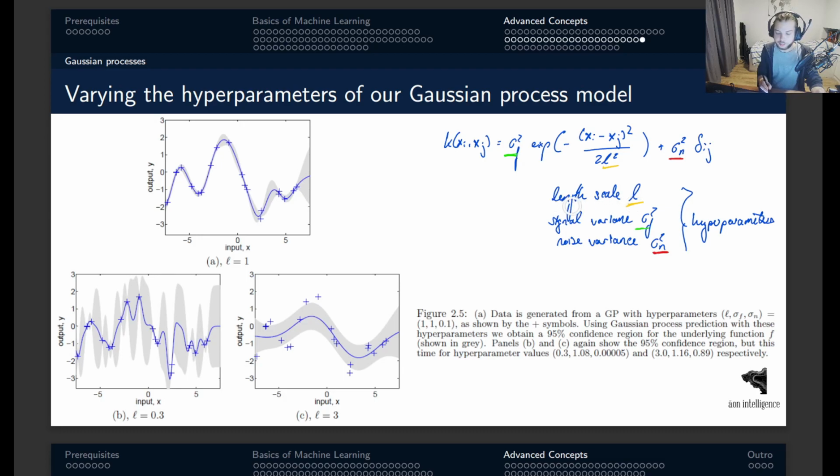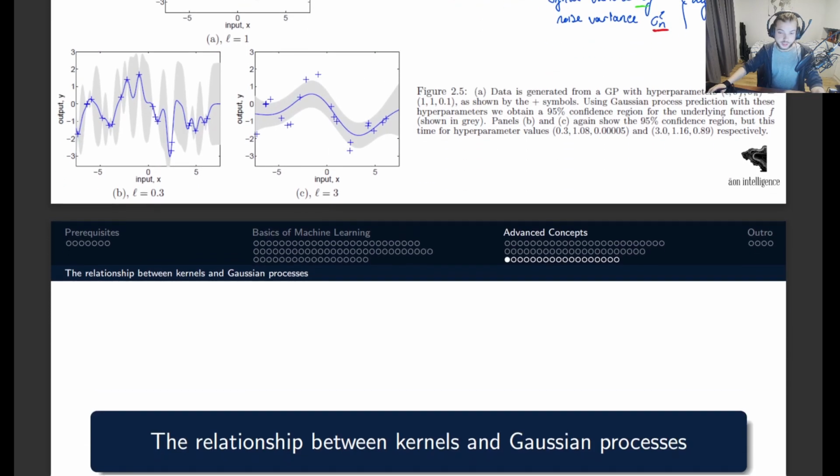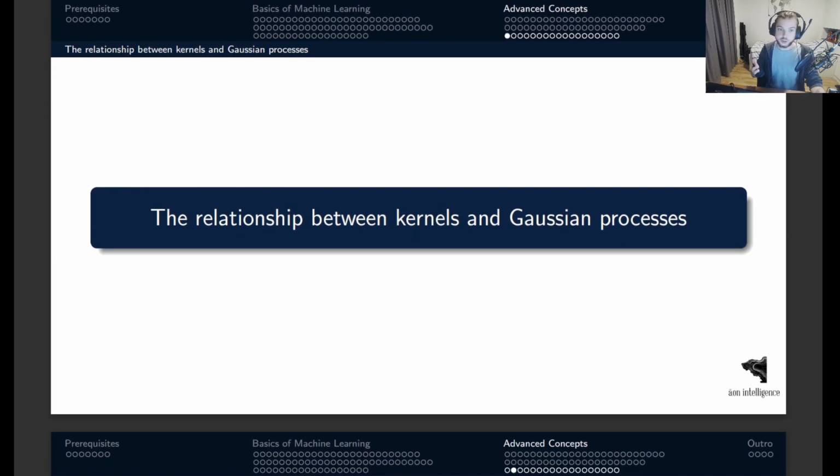Now for these other hyperparameters, the length scale and the signal variance, I'll leave it to you as an exercise to study these illustrations and make sense of them. But this will conclude the second to last lecture. And next time we will talk about the relationship between kernels and Gaussian processes. And this will actually conclude this module. So see you next time for the final lecture of this module.